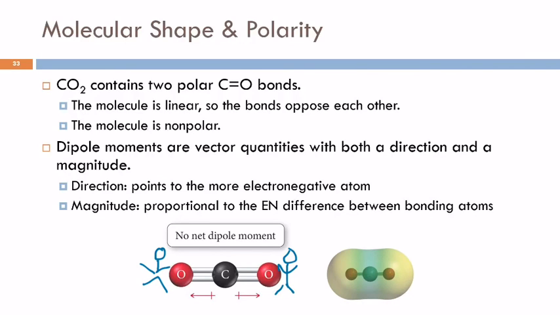So, any questions about that? This is the easiest one to understand, the linear molecule with two opposing dipoles. Dipole moments are actually vector quantities. A vector is something that has magnitude and direction. When we deal with numbers, numbers have magnitude, of course, but the only direction quantity they have is positive or negative, right?